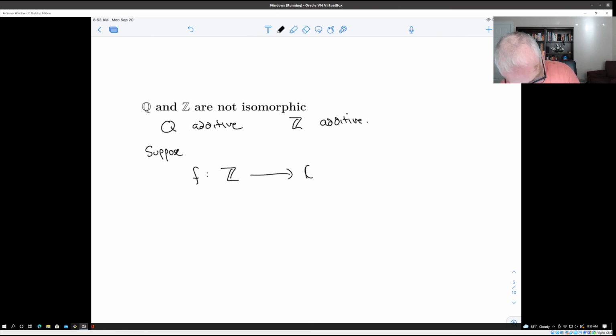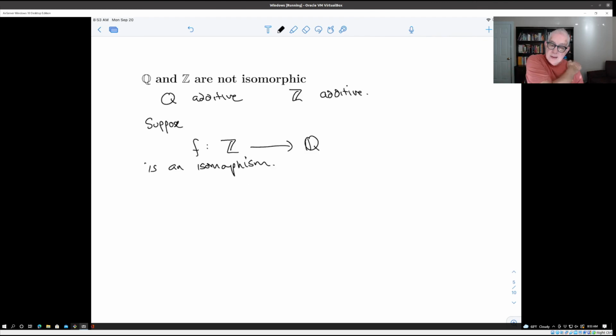So suppose this is an isomorphism, and we're going to prove this by contradiction. Well, let's look at f of 1. So remember what that means is that it's bijective. So f of 1 is equal to some number a in the rational numbers. But in the rational numbers, there's a number a, and a is not 0. How do we know a is not 0?